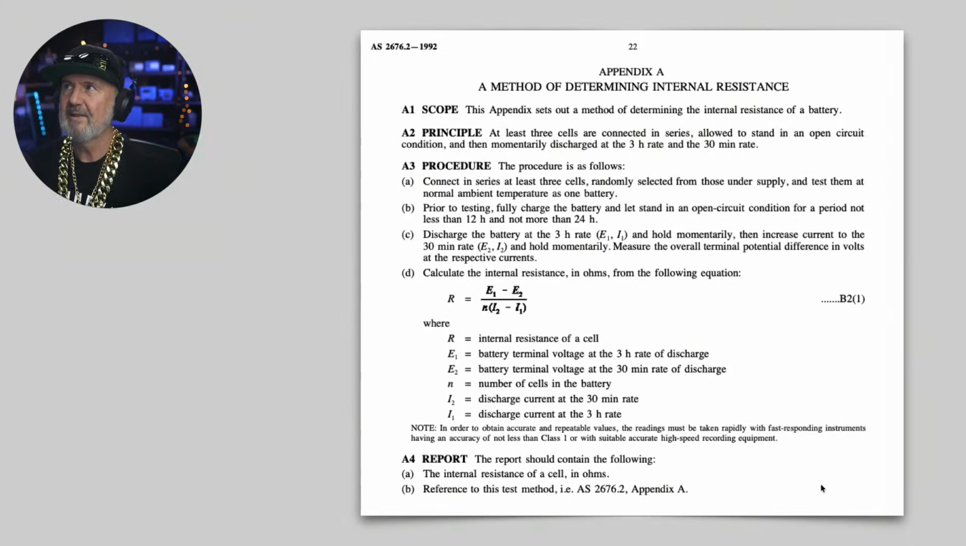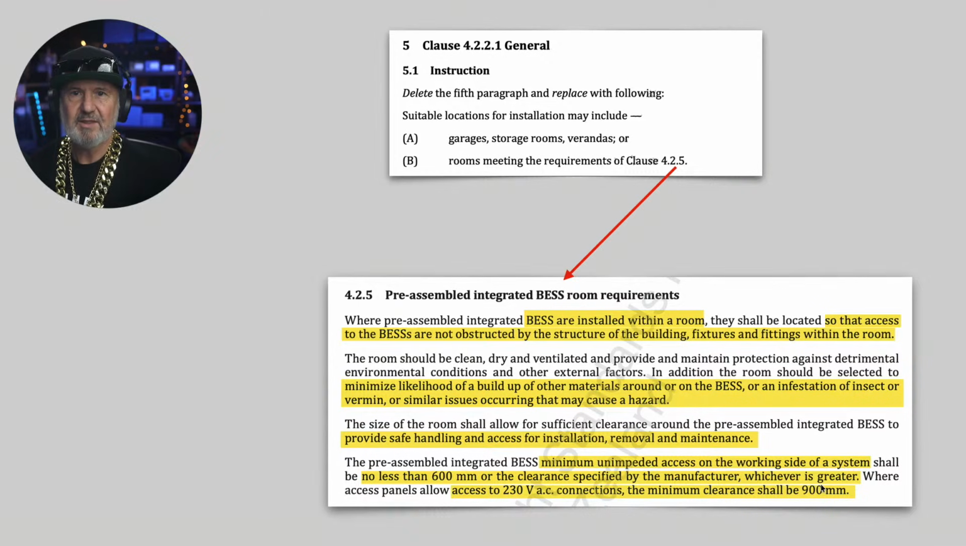There you go. Okay, now let's jump on to another change in the clause in the standard due to these amendments, which is some of the wording. So in clause 4.2.2.1 General, it's telling you suitable locations for the installation may include.